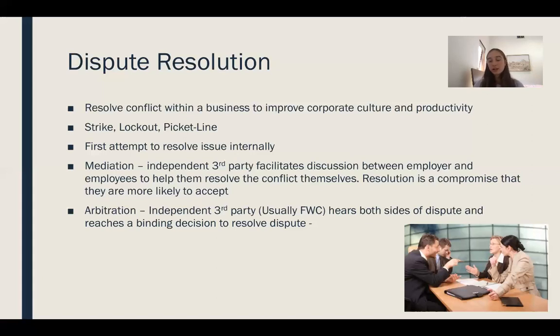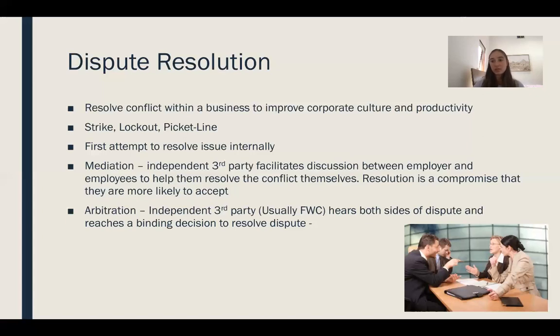Because the managers and employees reach the decision themselves, they're more likely to accept it because it's something they might come up with on their own. It's usually a compromise between the managers and employees. Just something to note is that for mediation, it can be the HR manager who resolves the dispute and acts as that third party.